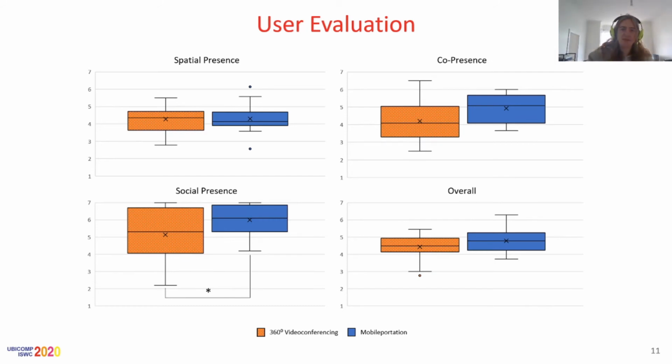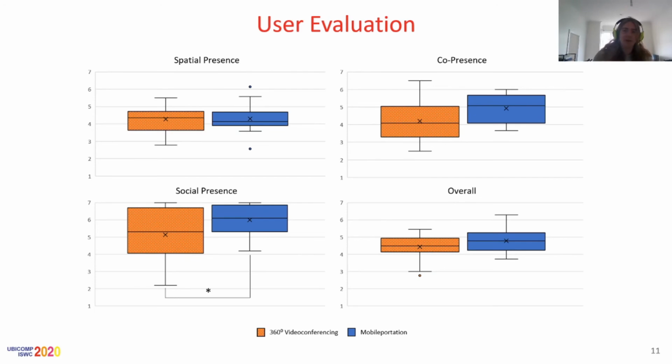Co-presence was surprising. That's the sense that you're there with someone. But what we found was that with these arbitrary sized environments that people were exploring, people would just go off and do their own thing. They would kind of forget that they were having a conversation with someone. Social presence, we did see an increase. That means people really were more engaged in the conversation.